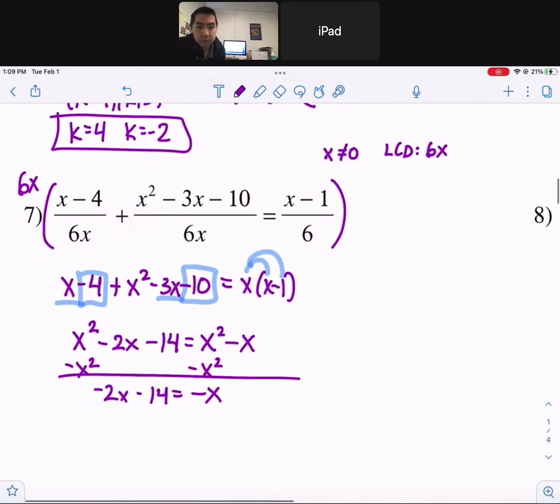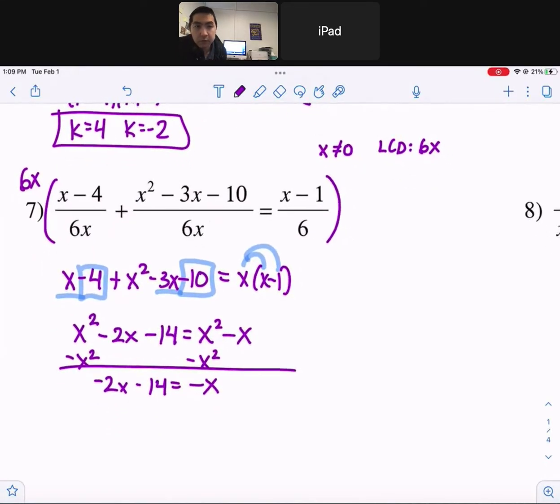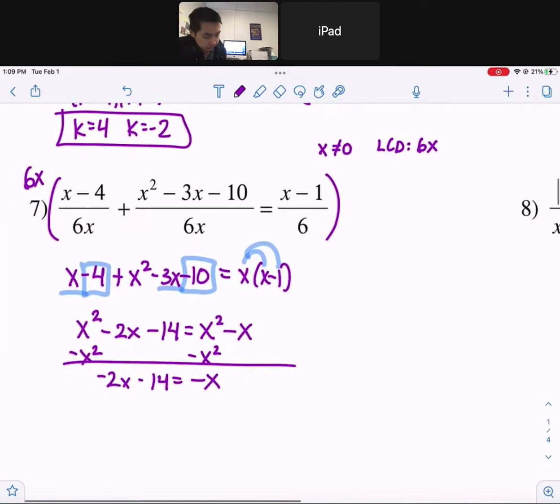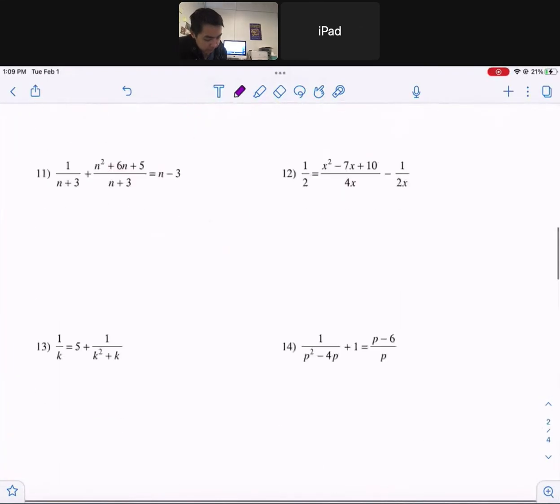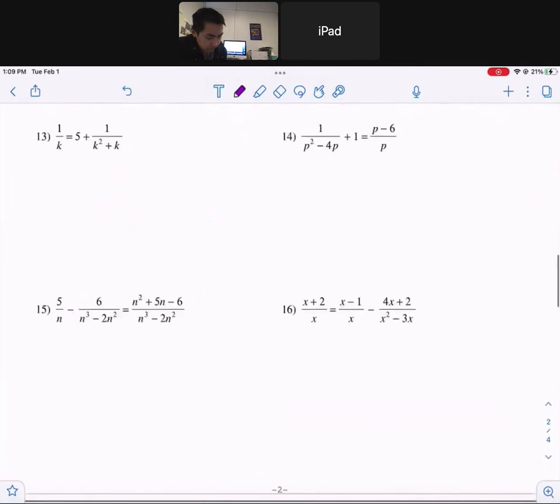And now let's solve for our x. So one thing we could do is just add 2x to both sides. So we get negative 14 equals x. So x equals negative 14. And that should be your final answer for that one.